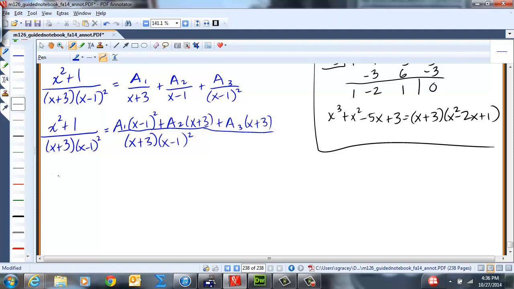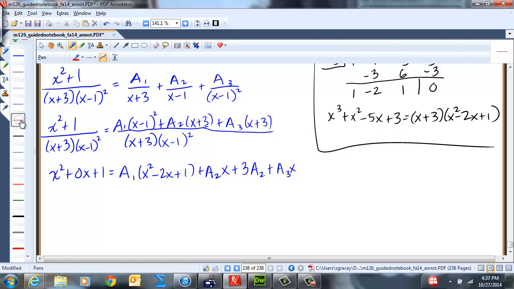So now that we have the same denominator, we can just equate the coefficients. So x squared plus 0x plus 1 is A1 times x squared minus 2x plus 1 plus A2x plus 3A2, and then plus A3x. Oh, you know what? The A2 term, my bad. Do you see what I missed? It should have been times x minus 1 as well, because it was missing an x minus 1 factor. So let's just go through and fix that one.